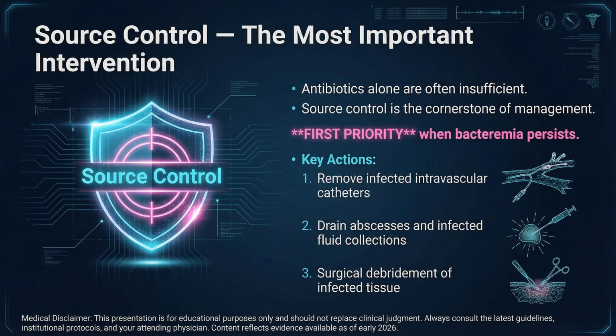If you remember only one thing from this lecture, let it be this: source control is the cornerstone of management for Staphylococcus aureus bacteremia. Antibiotics alone are often insufficient. When bacteremia persists despite appropriate antibiotic therapy, source control is always the first priority.